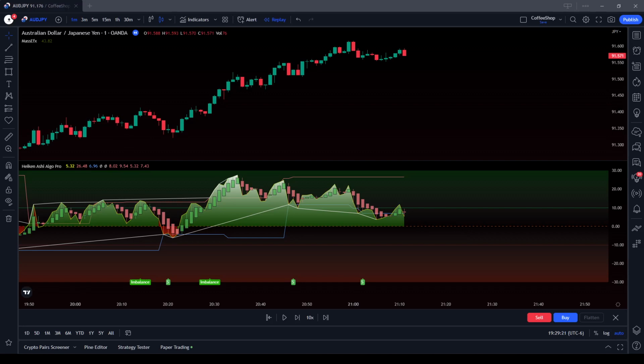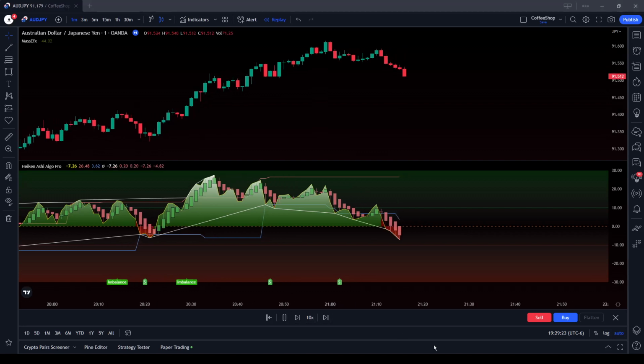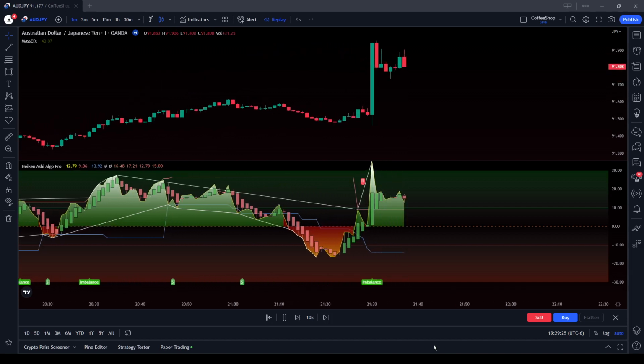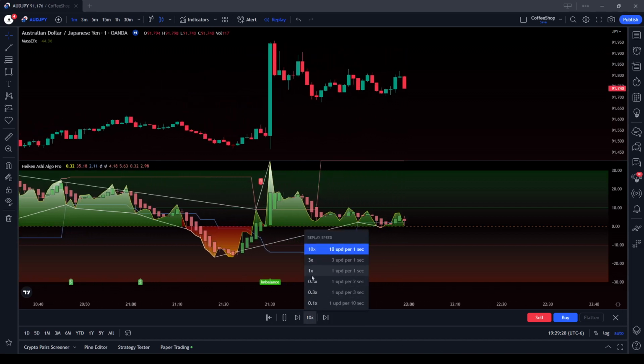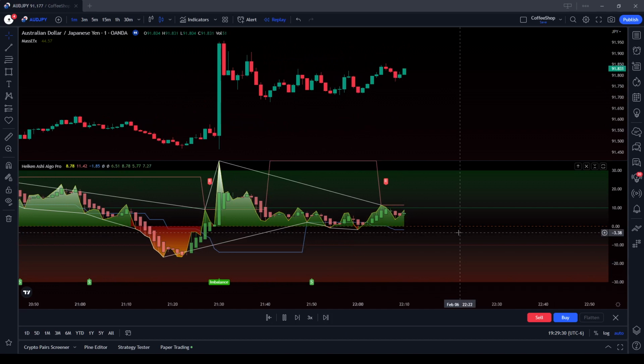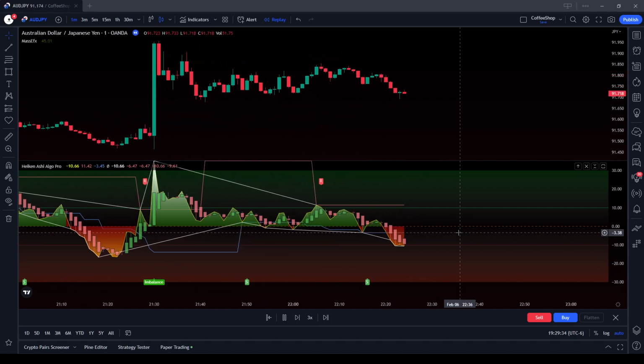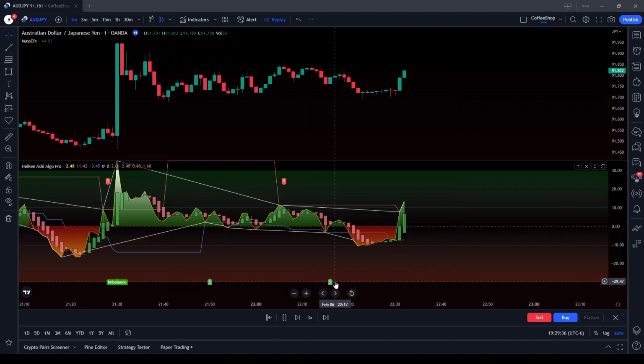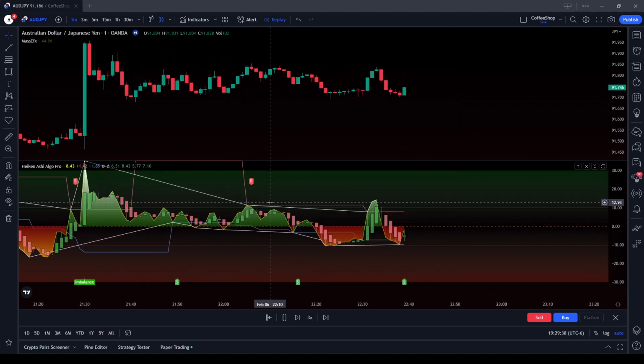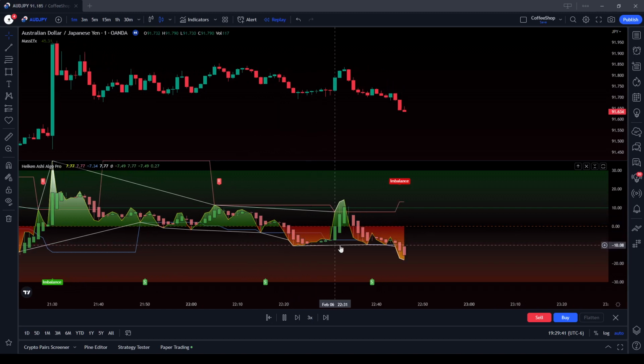Heiken Ashi algo. You can see it playing now in the background, and it's doing something very particular. Let me slow that down for you right there. So you can see that it's doing something very fabulous for you, and it is drawing support and resistance levels right there, these little support right here and resistance. It's also drawing trend lines automatically, these white lines.